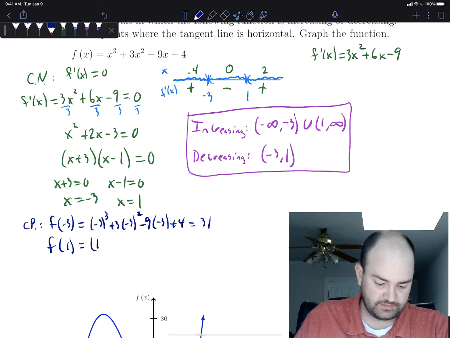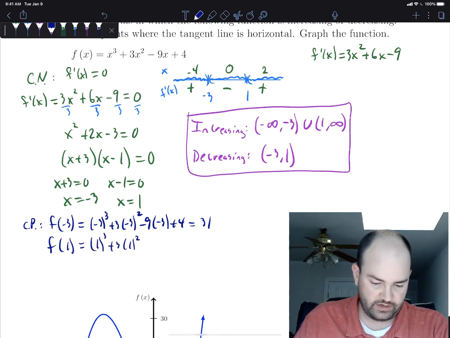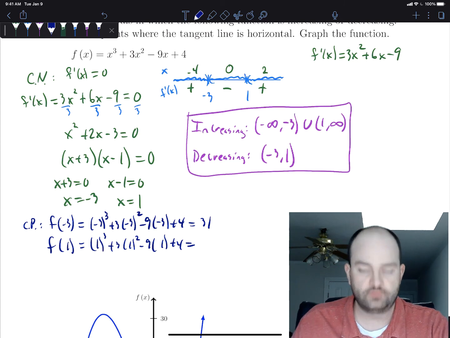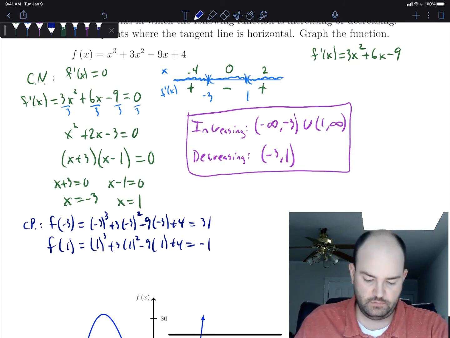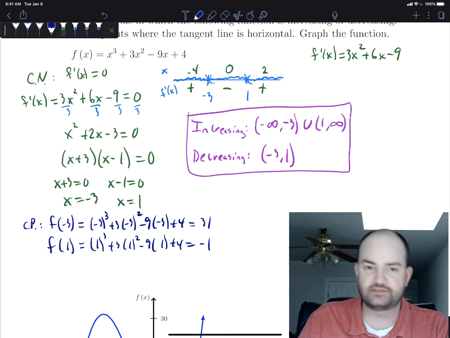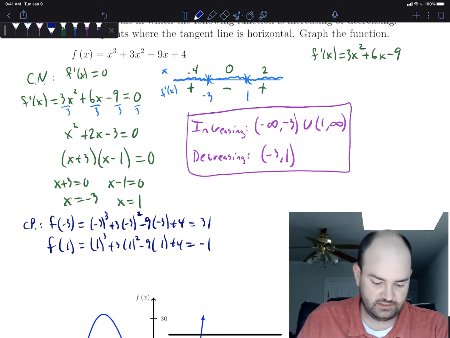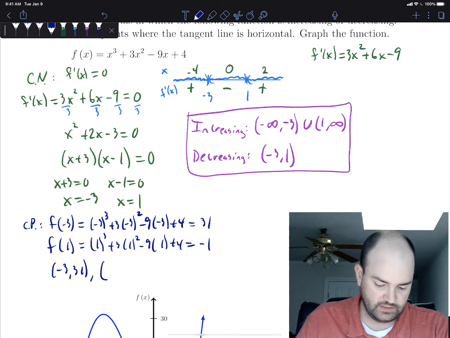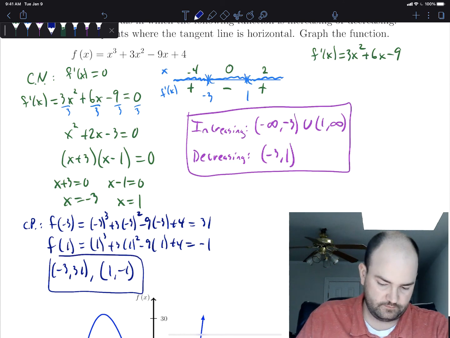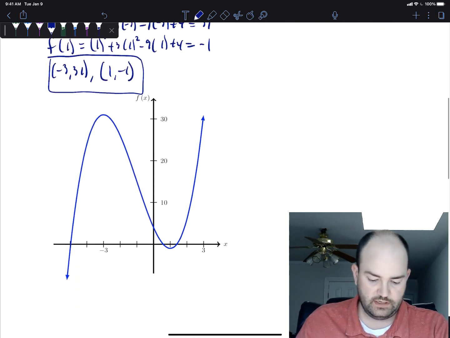Do the same thing for 1 cubed plus 3 times 1 squared minus 9 times 1 plus 4, and that's going to give you -1. Awesome. So the coordinates where the slope of the tangent line is horizontal are -3, 31, and 1, -1. Good. Now here's just a graph of the function.